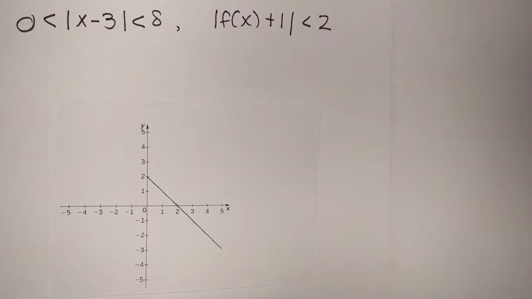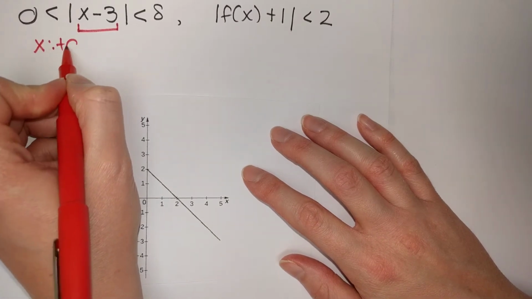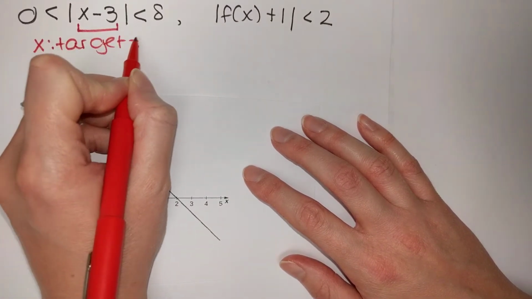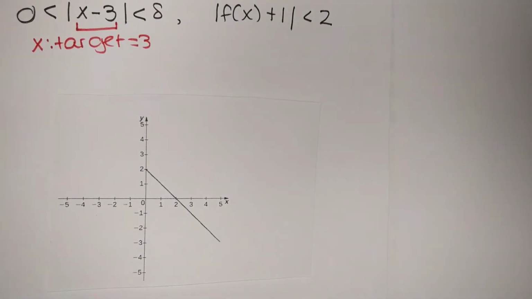Okay, so for this question, the first thing that we do is we identify the target and the error. So the x - 3 tells us that our x target is equal to 3. And remember, we never know what delta is. That's what we're trying to find. So delta is just delta.